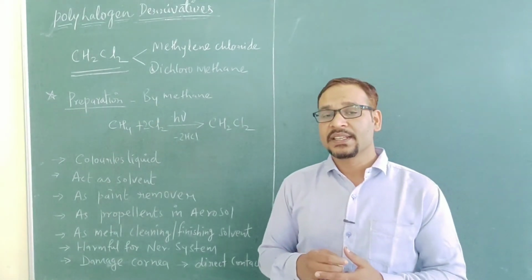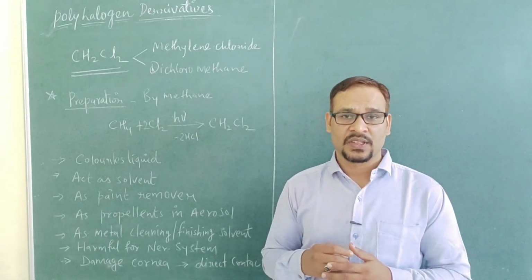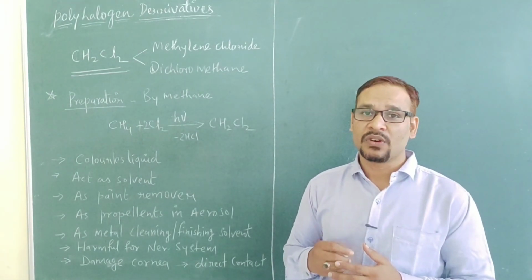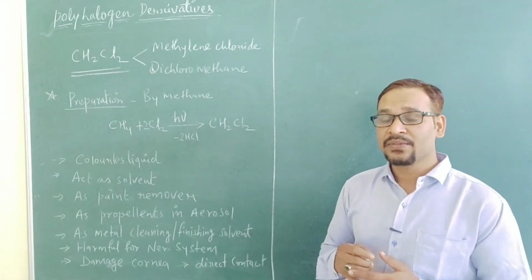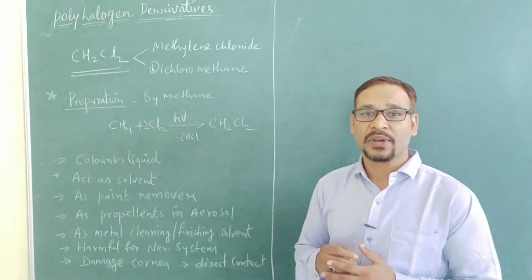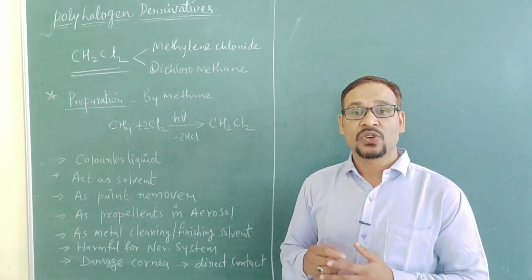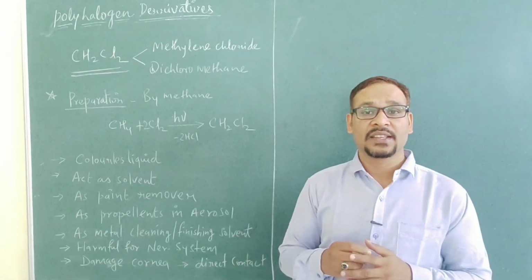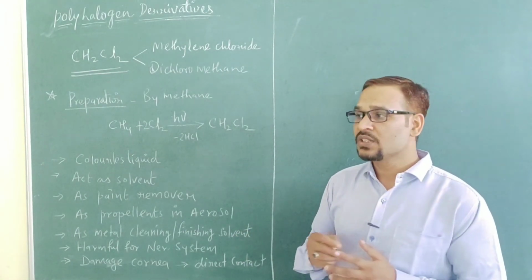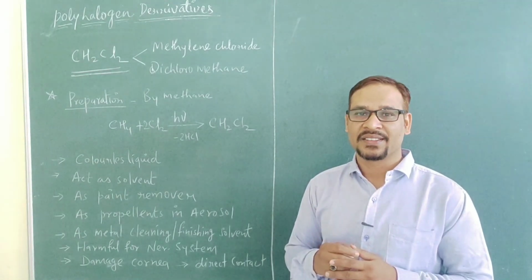And a very important aspect is it is very much harmful for our nervous system, हमारे नर्वस सिस्टम के लिए बहुत ही हार्मफुल होता है। And if it comes in direct contact with the eyes, then it can damage your cornea and cause blindness. So this is all about the halogen derivatives. Hope you enjoy your learning. Thank you.